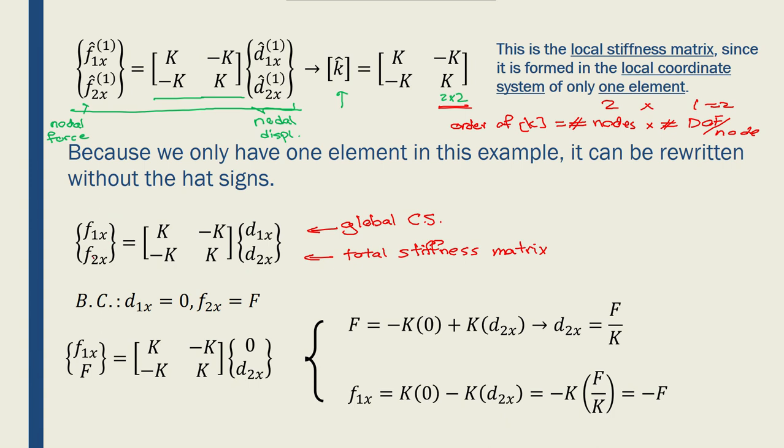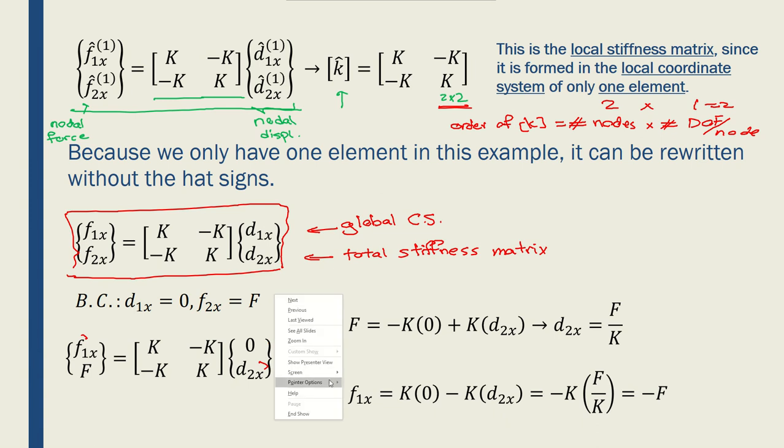So we have F1x and F2x without the element numbers there, and we have k, minus k, minus k, k, d1x and d2x. This is the system of equations that can be used to solve the spring that we had. So the boundary condition that we have for this problem is like this: d1x is equal to 0 because it's the fixed end, and f2x is equal to f, which is the external force applied to the spring. So we don't know this f, and we don't know this d2x.